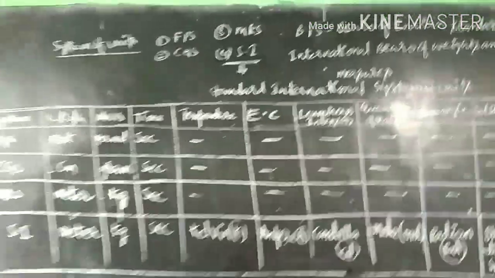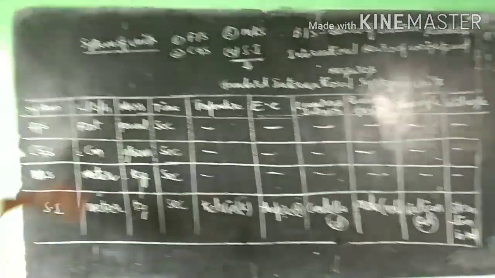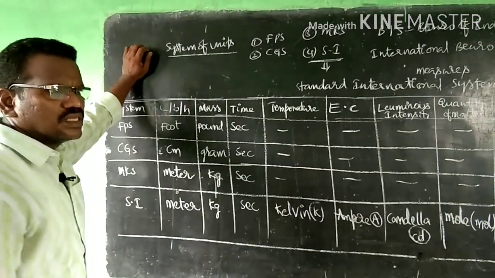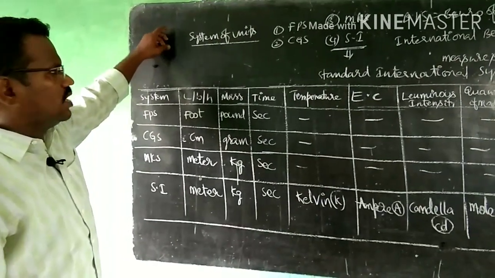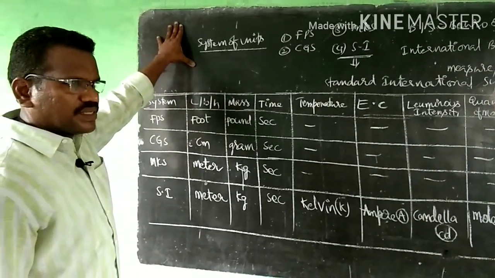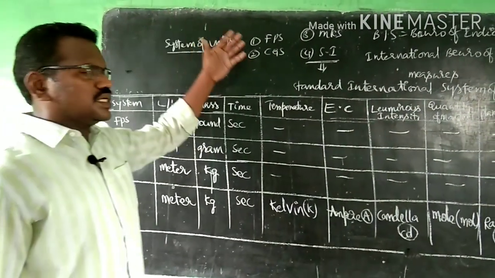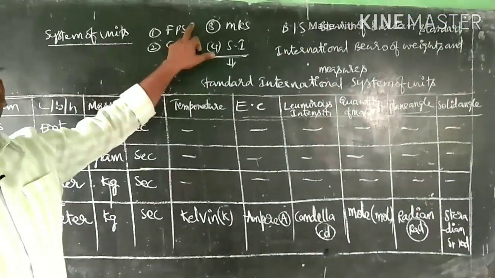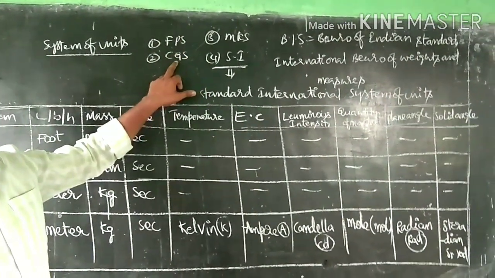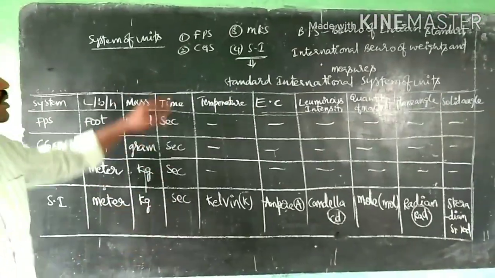Now let us learn a very important topic, that is system of units. Till now the topics we discussed abruptly, it may be or may not be, no problem at all. But we should compulsorily learn the system of units. Internationally there are 4 systems of units, that is FPS system, CGS system, MKS system and SI system.